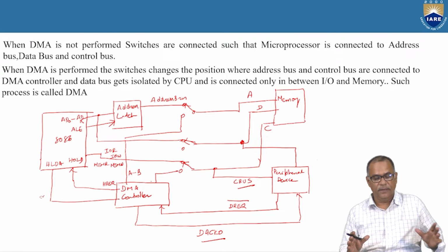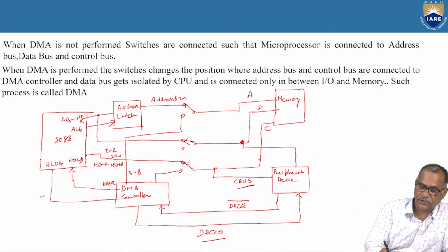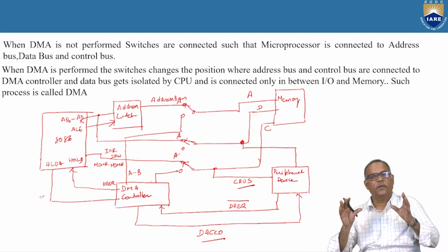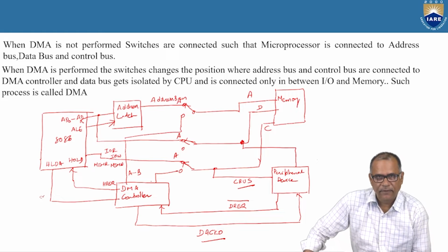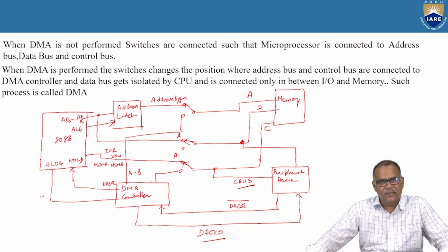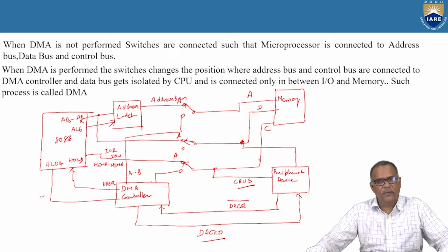So you see here, initially the switches are in the up positions. This is A position. And the microprocessor or the microcontroller is in total control of the system bus. And when the peripheral device sends the DMA request by activating the DREQ signal, then the DMA controller sends the HREQ signal, and the microprocessor responds by activating the HLDA signal, and the DMA controller activates the DACK0 signal.